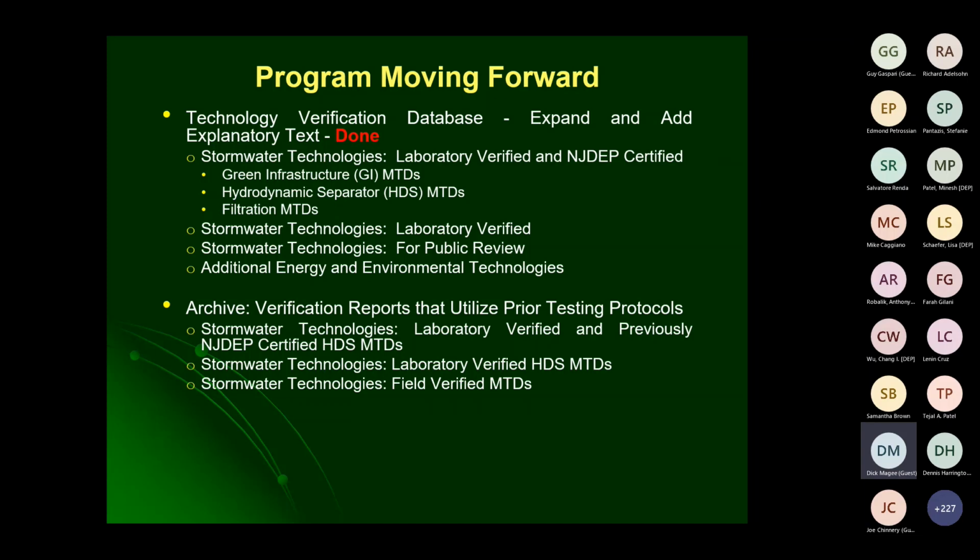Okay, what about the program moving forward? We've been looking back. We're looking at its current here. First of all, on the technology verification database, that's NJCAT, we've expanded and added explanatory text. It was hard for a lot of other people to understand the various categories. So we now have 4 categories: stormwater technology, which are laboratory verified and NJDEP certified, so people can look at them real quickly. And they're broken down into the 3 major areas: green infrastructure, hydrodynamic separators, and filtration MTDs.